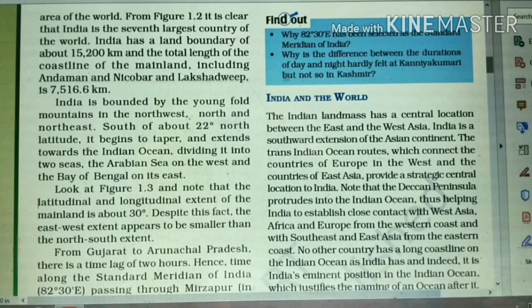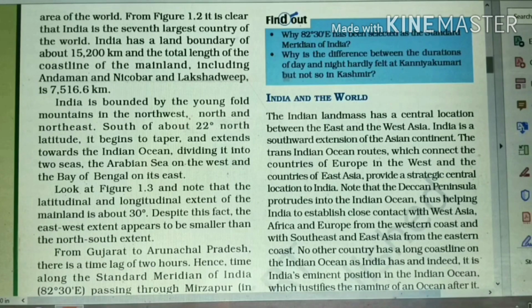India has a total land boundary of about 15,200 kilometers. It means the land boundary India has is about 15,200 kilometers, and the total length of the coastline boundary is about 7,516.6 kilometers.